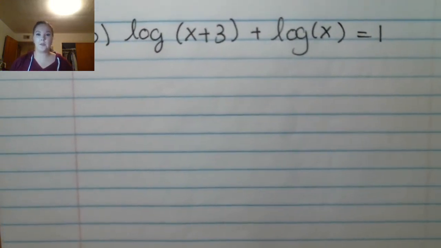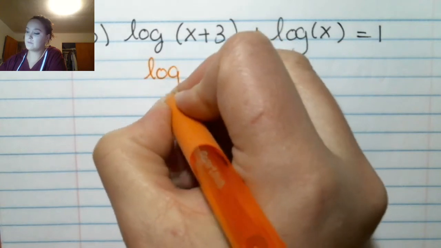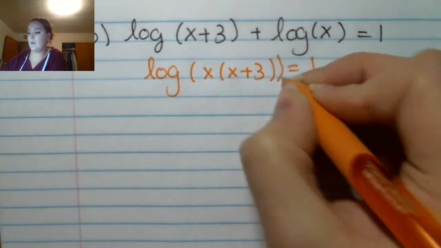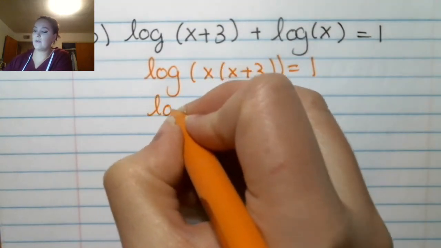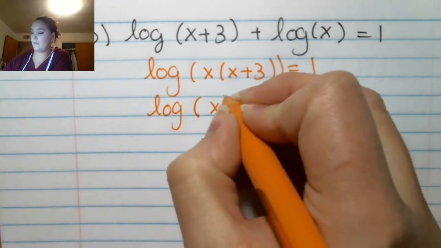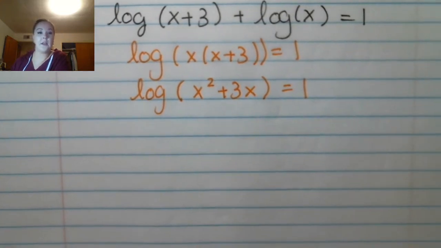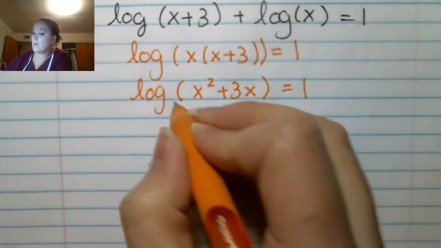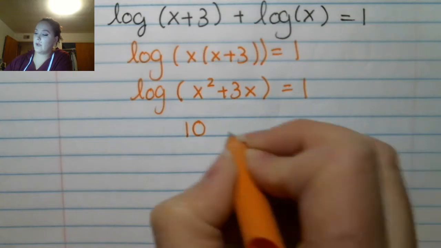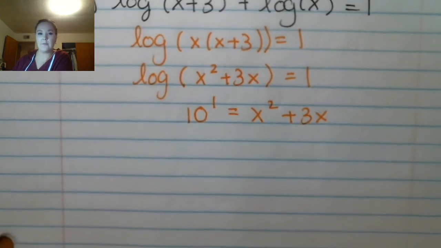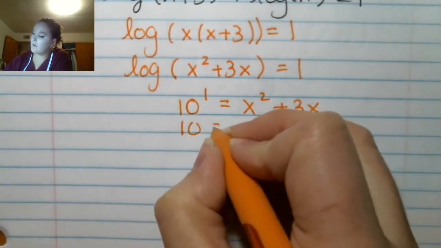So we have a sum here, which we know turns into a product. And then I'm going to go ahead and distribute this out. Now that I have a single log isolated on one side, I'm going to change to exponential form. So remember, when there's no base shown, that base is 10. So I'll get 10 to the 1 power equals x squared plus 3x. And 10 to the 1 power is just 10.